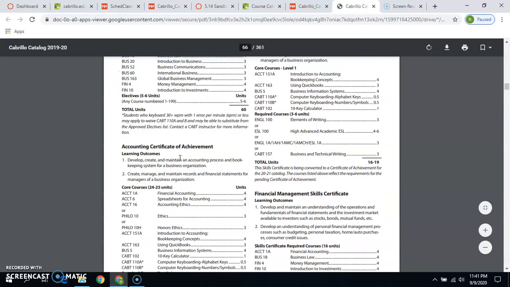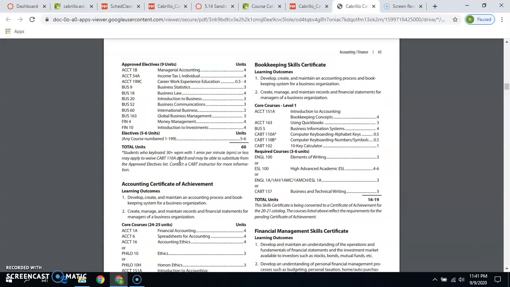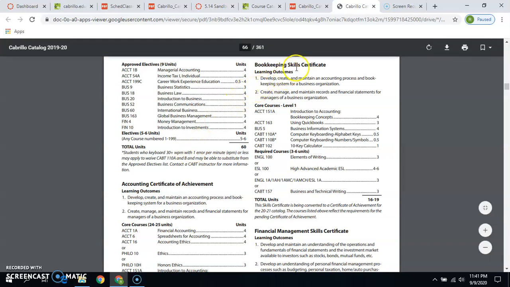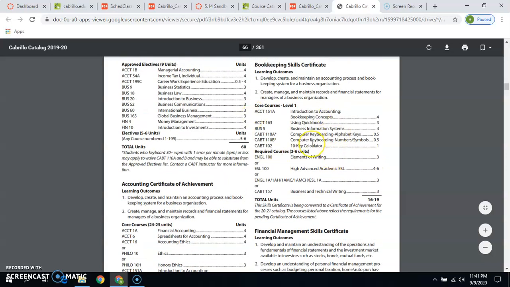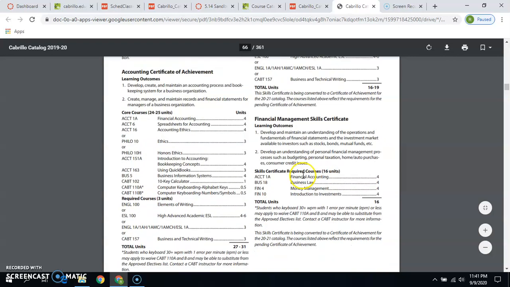Let's say you had less time to be at Cabrillo and you want to go out to the workforce sooner than later. Your other option would be a skill certificate. In this case, it would be in bookkeeping. And for this, you would need Accounting 151A, 163, Business 5, these 3 Cabot classes, and once again, 1 English course from this list right here. So the grand total would be between 16 and 19 units to graduate from Cabrillo with a skill certificate in bookkeeping. They also happen to offer a skill certificate in financial management.